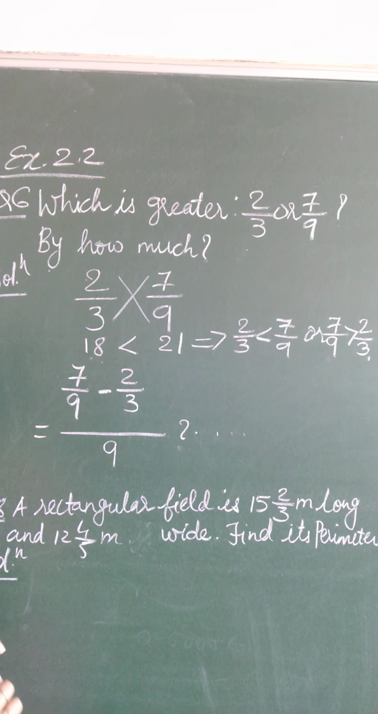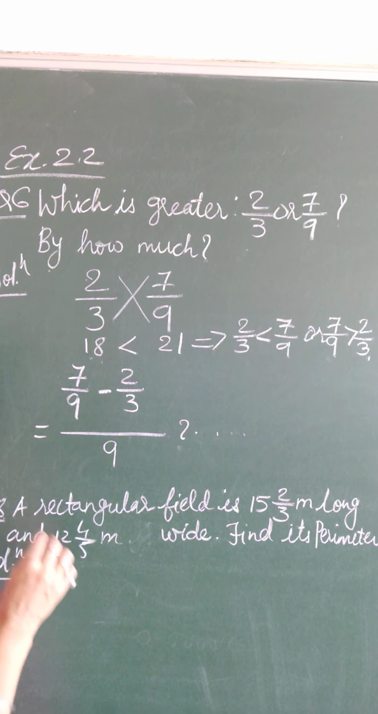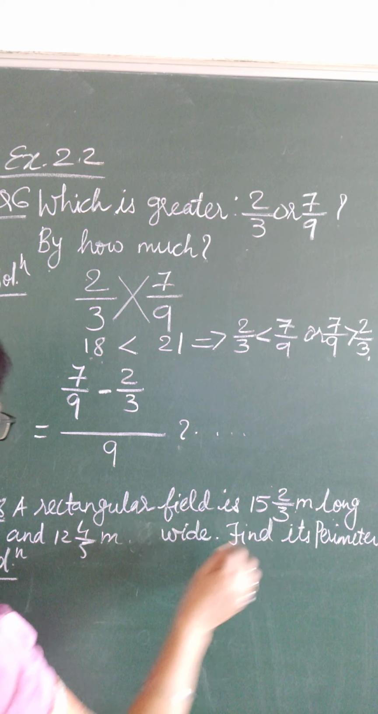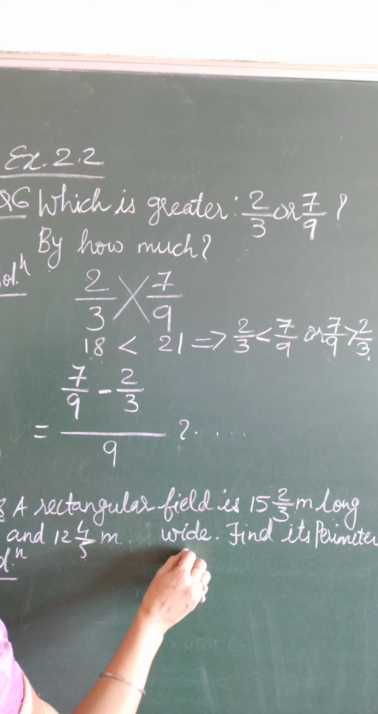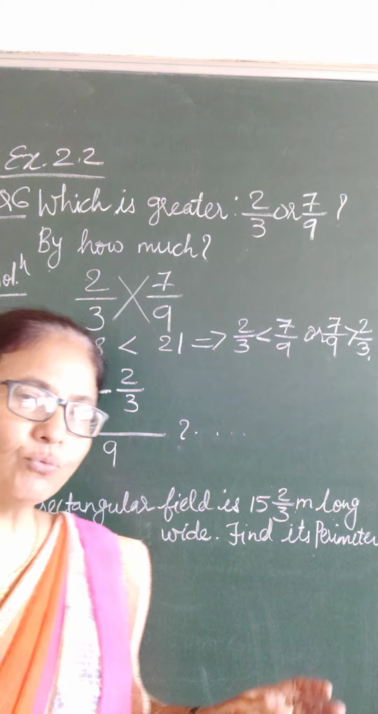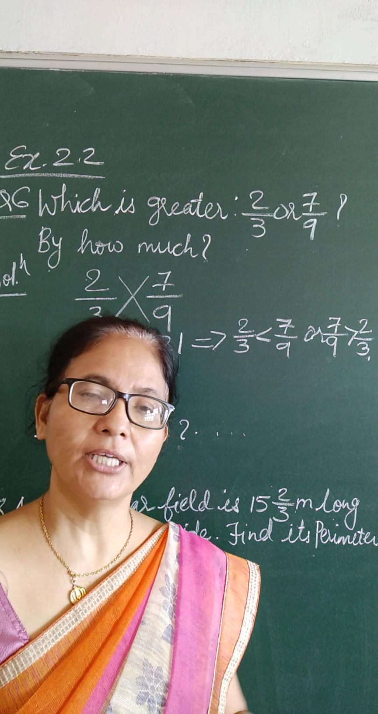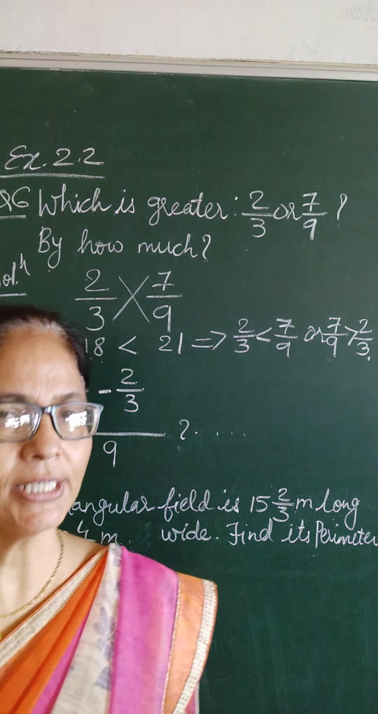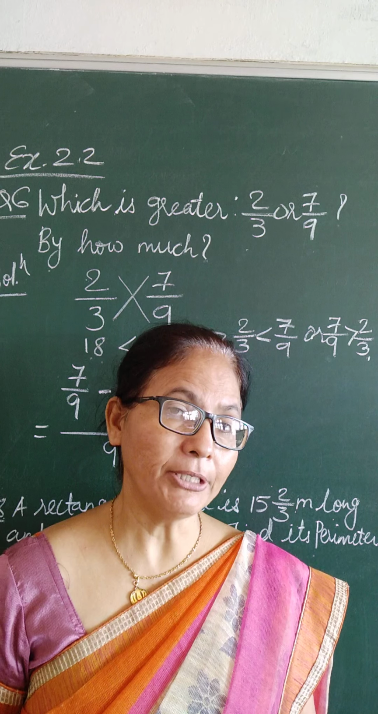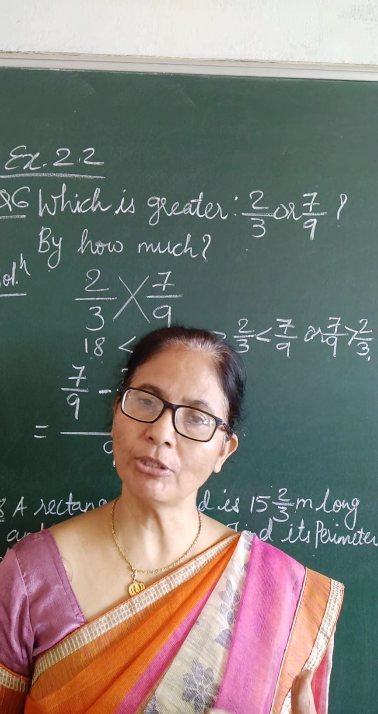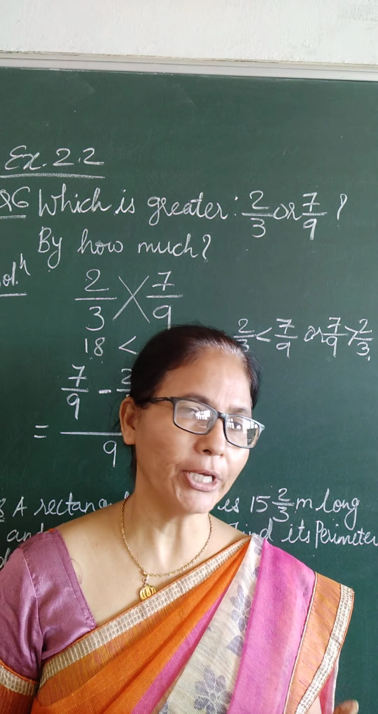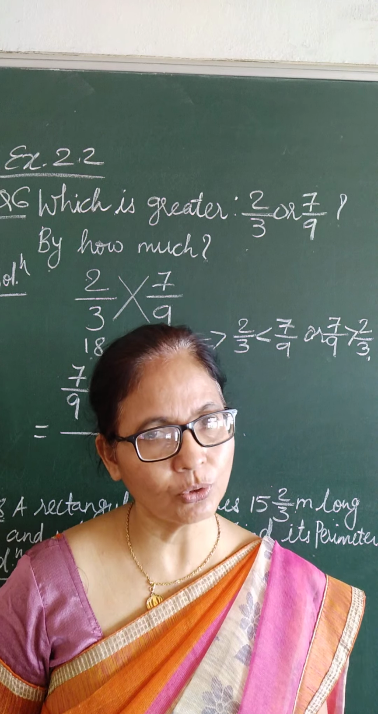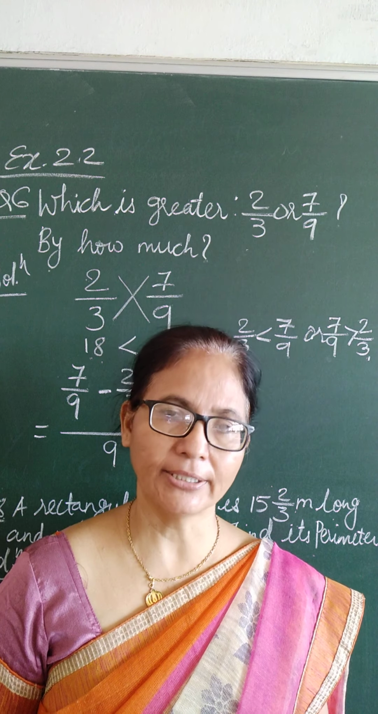Now let's see this sum. This sum is also very easy. Read the question carefully. A rectangular field is 15 2 by 3 meter long and 12 4 by 5 meter wide. Find its perimeter. So first we write what is given in the question. There is a rectangular field whose length is given and whose breadth is given, and you have to find its perimeter. It means perimeter of rectangle you have to find. What is the formula for perimeter of rectangle? 2 into length plus breadth. So you will use that formula, substitute the length and breadth, and get the answer.